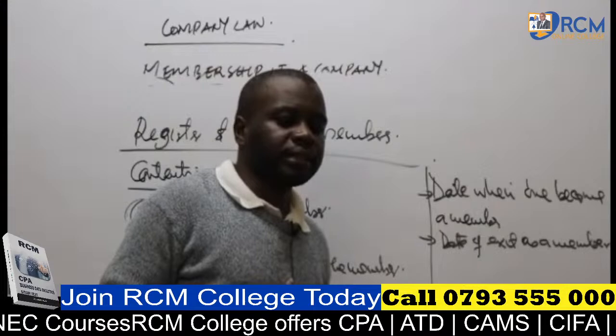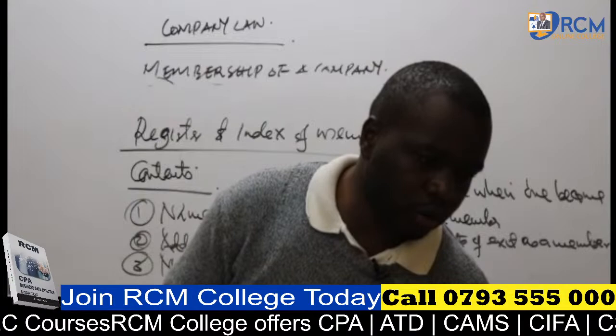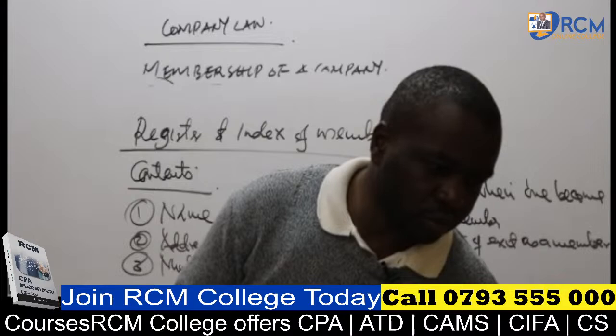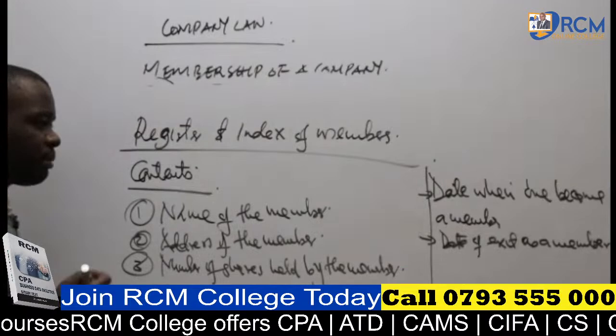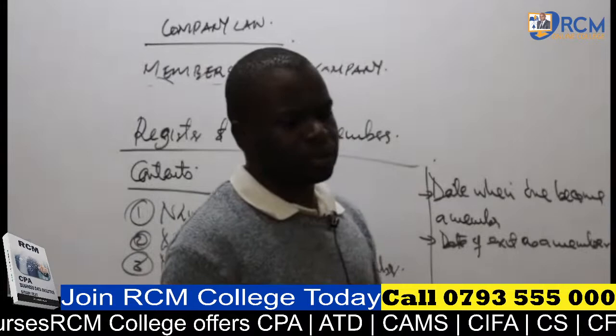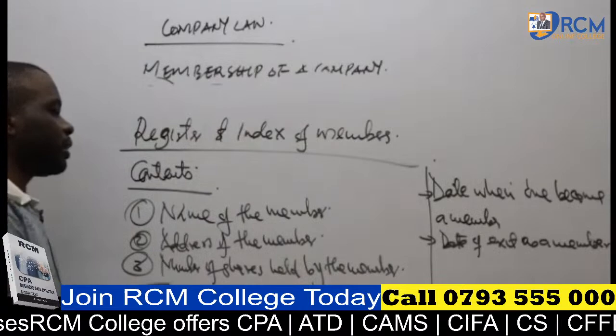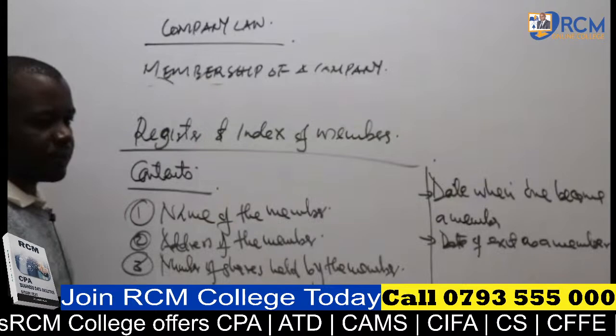So if someone realizes that his name is not in the register of members of the company, he can complain, and of course, he can seek a court action. The court will give a court order that the changes be made to the register of members. Once the company receives that order from the court, it will have no reason to object to such amendments or changes. So the changes can also be made in such circumstances, where, for example, the name appears by mistake.